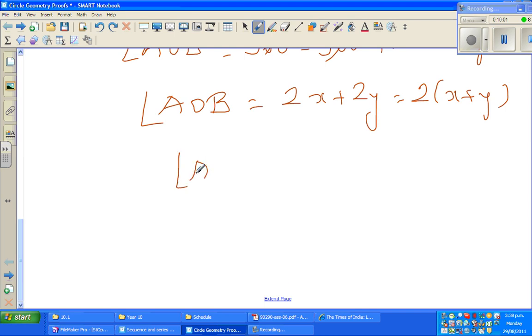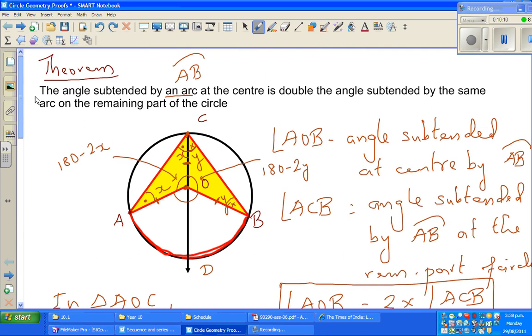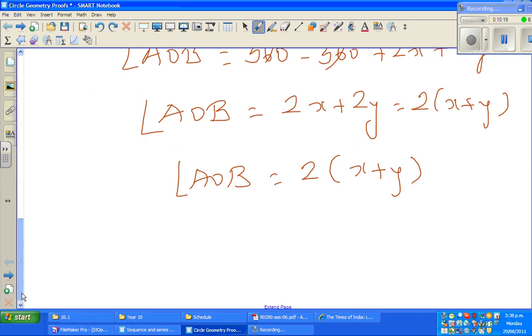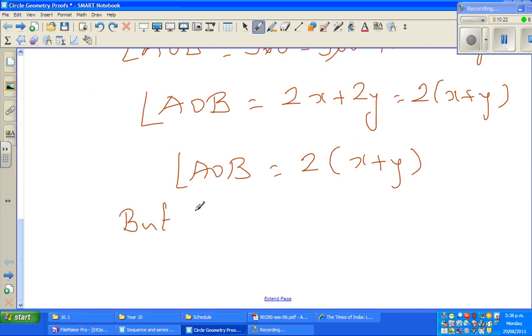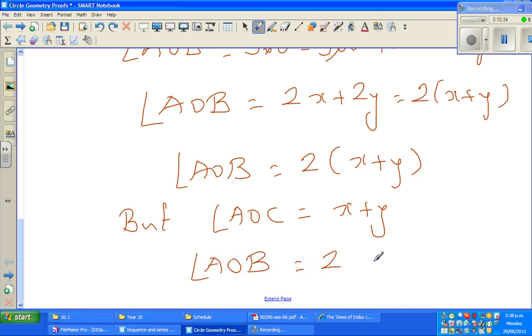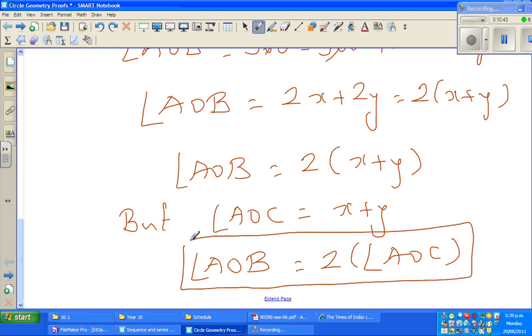So I can say angle AOB is 2 times x plus y. Let us go back to the figure. What is x plus y? This is your x and this is your y. So x plus y is nothing but angle ACB. But angle ACB is x plus y, so in place of x plus y, I can put ACB. Therefore, angle AOB is 2 times angle ACB. And that's what we wanted to prove. See you in the next video.